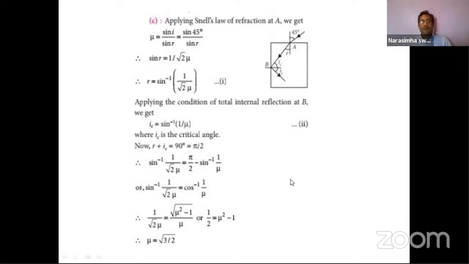So what we have done here: what could be the refractive index of this medium, they are asking. Using Snell's law and the relation between the critical angle and refractive index, we obtain this solution. Okay, right.